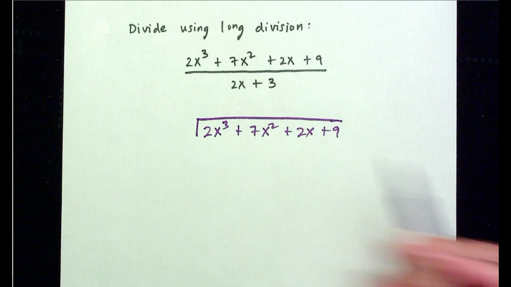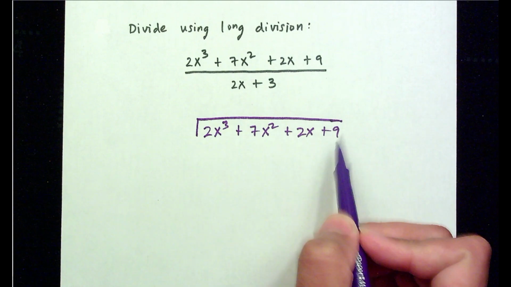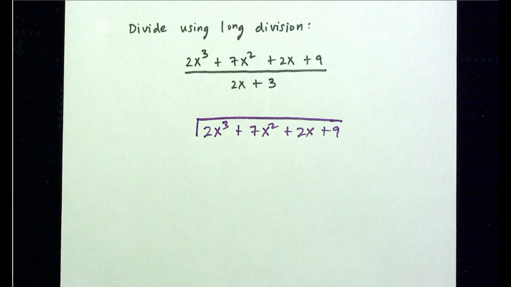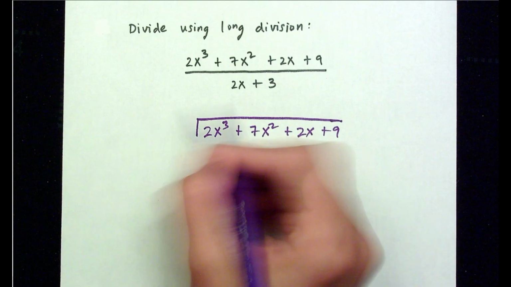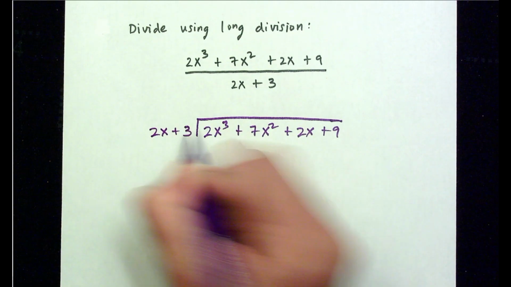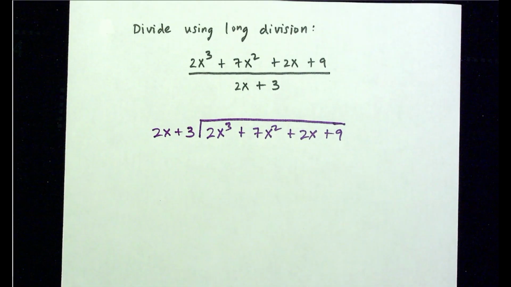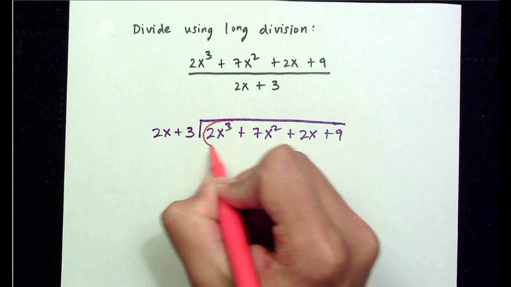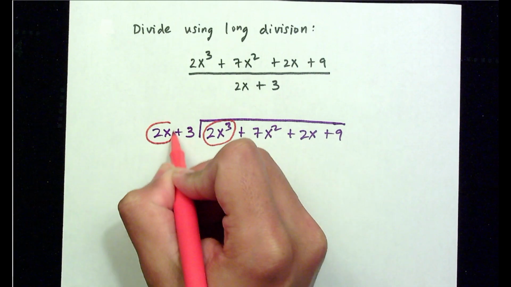Make sure that everything is in order. The exponents are in decreasing order, and if there's anything missing, fill it in with 0. This is in order and there's nothing missing, so we're good to go. And then the denominator goes outside. Now we're ready to start. The first step is you take the very first term inside and divide it by the very first term outside.